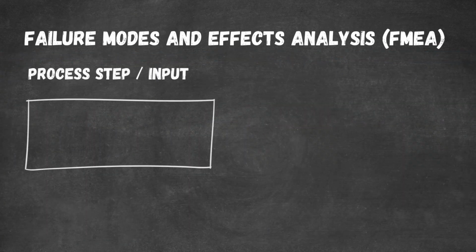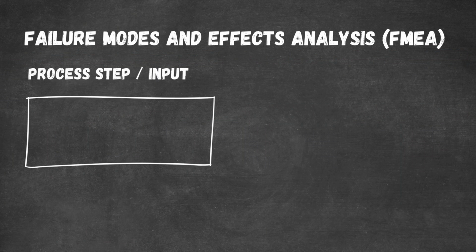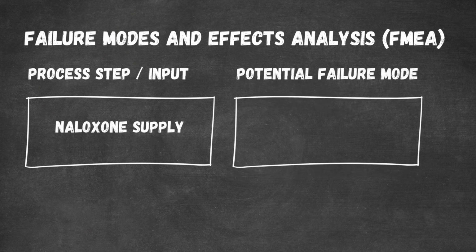The first column is the process step and input. We will enter one process step or input for each row, starting with our first row. Let's say our first input is our actual naloxone supply. Second column is to identify the potential failure mode for this process step. So how might our opioid overdose prevention program fail without our naloxone supply? Or what can go wrong at this step?